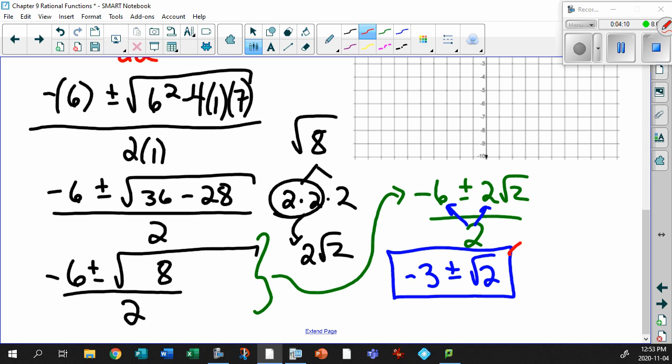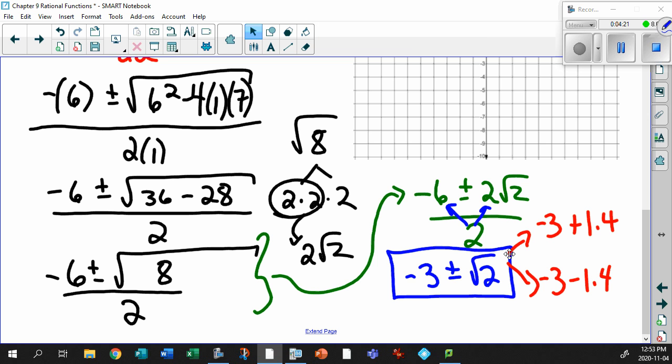This means that this is minus 3 plus 1.4, and this means minus 3 minus 1.4. So what are my two answers? My two answers are easy. Minus 3 plus 1.4, I think that looks like minus 1.6, approximately minus 1.6.